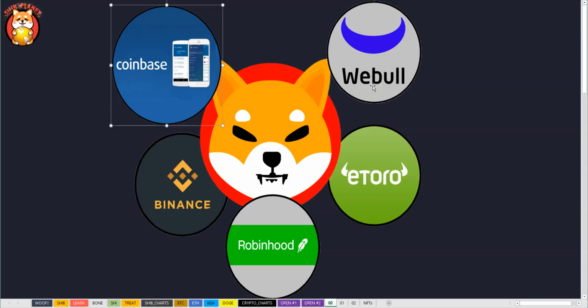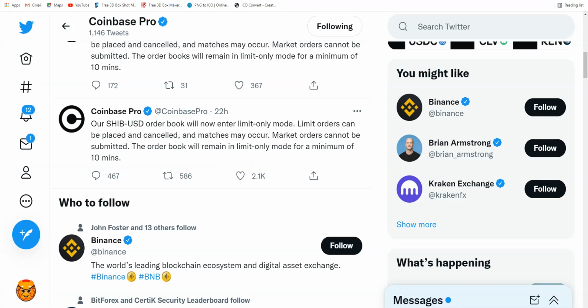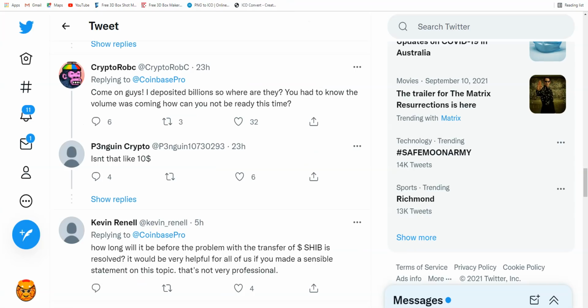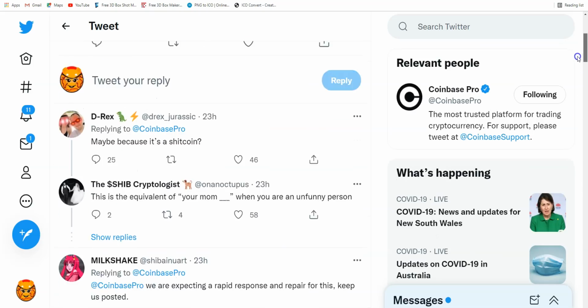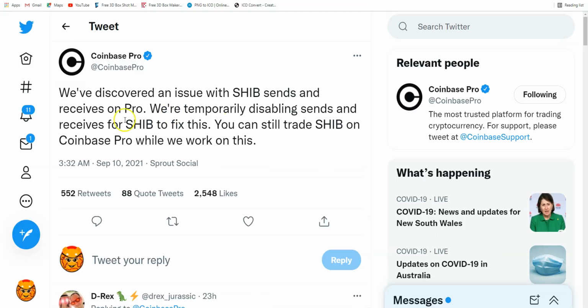So anyway, does anyone have this? Can anyone explain this technical issue? Because it appears that once again the demand for SHIB was so big that it broke yet another exchange. And I think there's some complaints which I found. If I go here, this is the Twitter page, and I'm just scrolling down to that very issue.